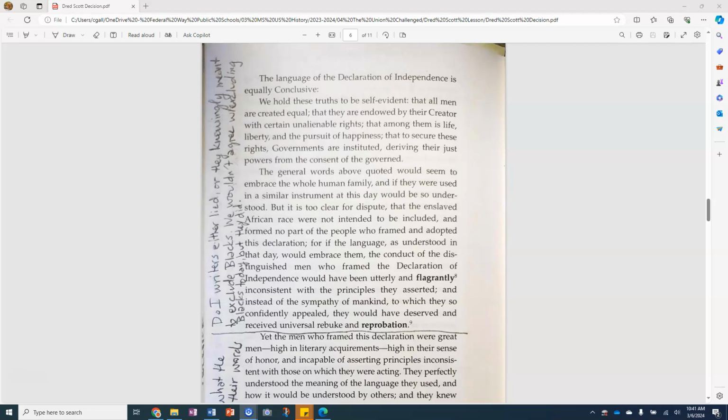The general words above quoted would seem to embrace the whole human family, and if they were used in a similar instrument at this day would be so understood.